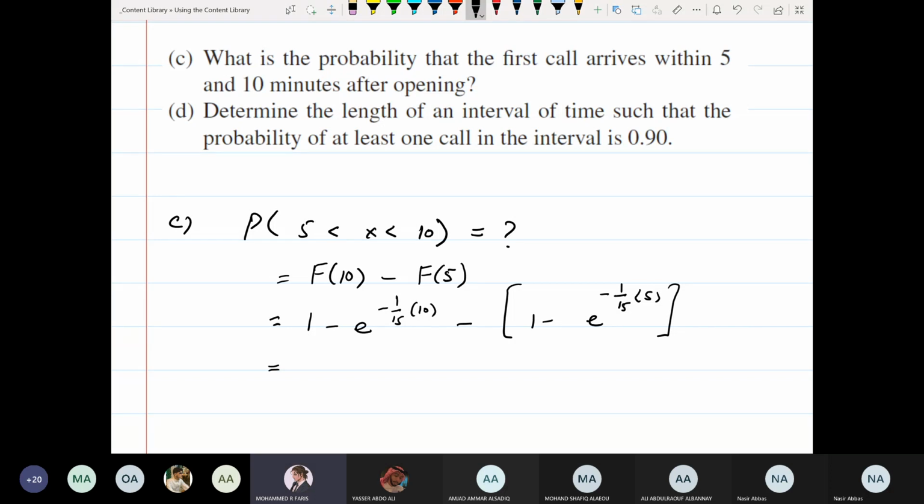Zero point 2031. Can someone confirm the answer? Yes, 0.2031.